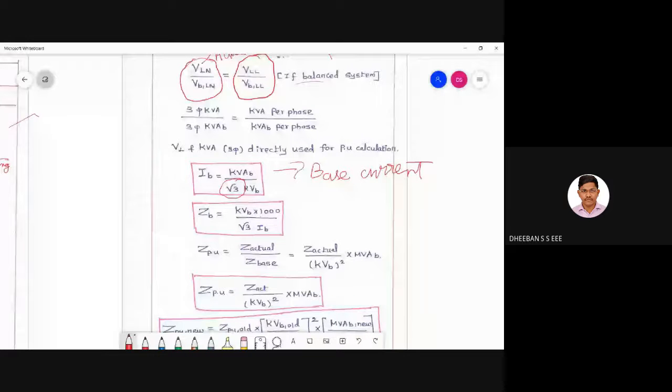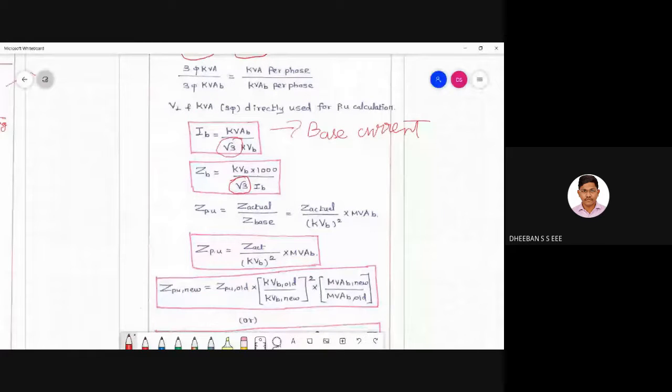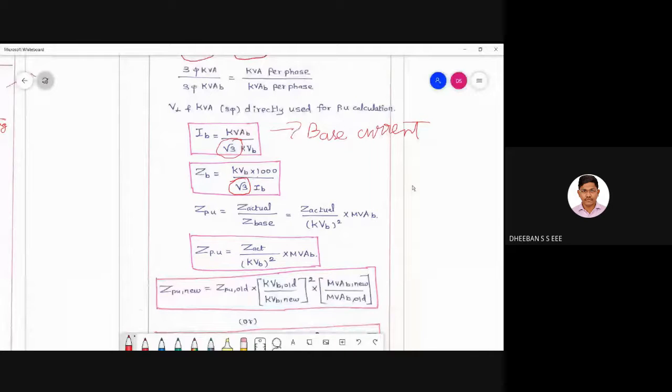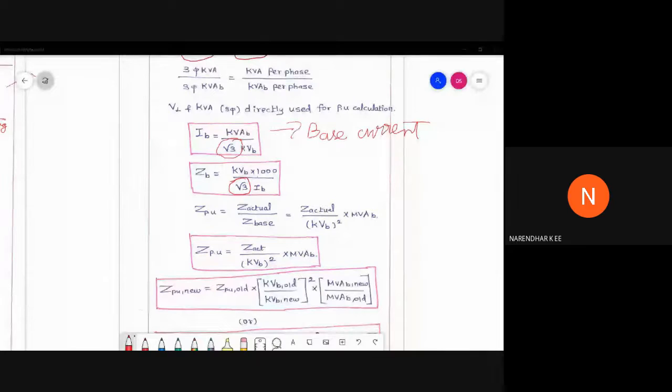Sir, your voice is breaking, sir. For three phase, so it will be... Sir, impedance also. Having some connectivity issues over here. Okay, so now I'm able somewhat. Yes, sir. I hope it's clear. Okay.